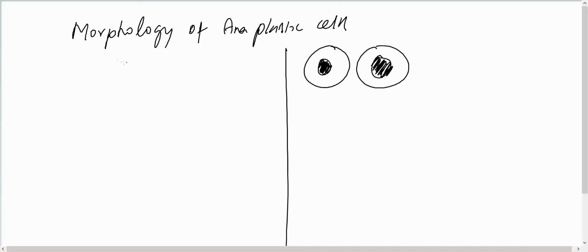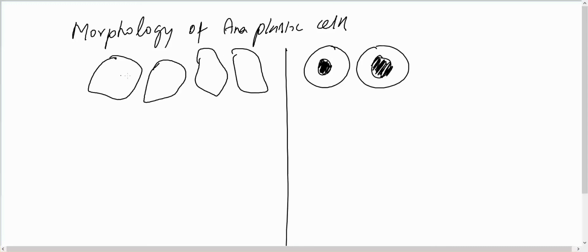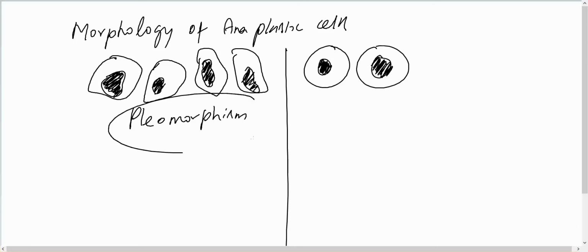But if it is a malignant cell, that is anaplastic cells, they will not look the same between them. They vary in nucleus size and shape, as well as cell size and shape. So this is called pleomorphism. Pleomorphism means variation in size and shape. So they have variation in size and shape in the nucleus and in the cell. So it is called cellular and nuclear pleomorphism. It is the characteristic feature of anaplastic cells.